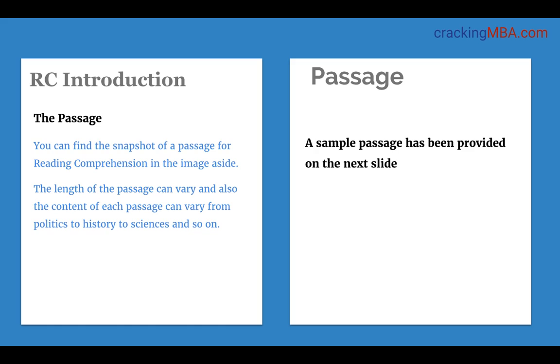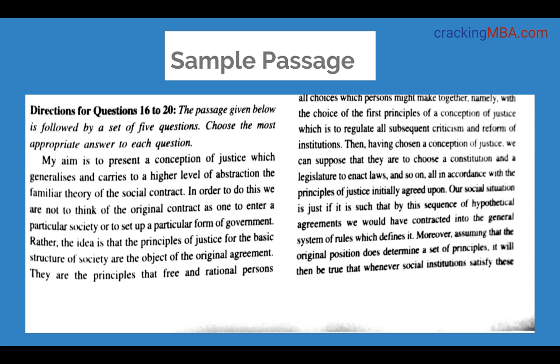Next, we talk about RCs. So reading comprehension, as discussed, is an important section of CAT. In the next slide, you will find a snapshot of a passage. The pattern for reading comprehension in CAT is you get a small passage in which you will get a brief context of a particular topic. The topic can be anything ranging from politics to history to science and so on. The length of a passage can also vary. A sample passage has been provided on the next slide.